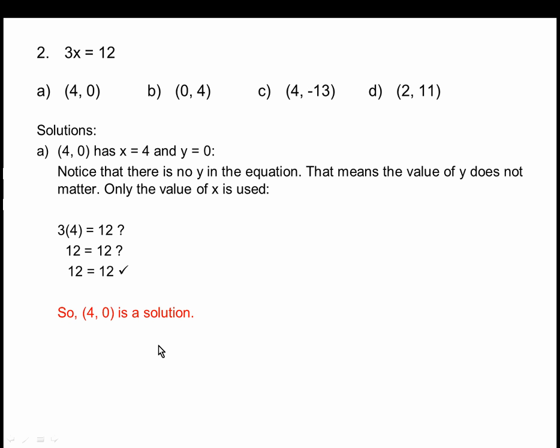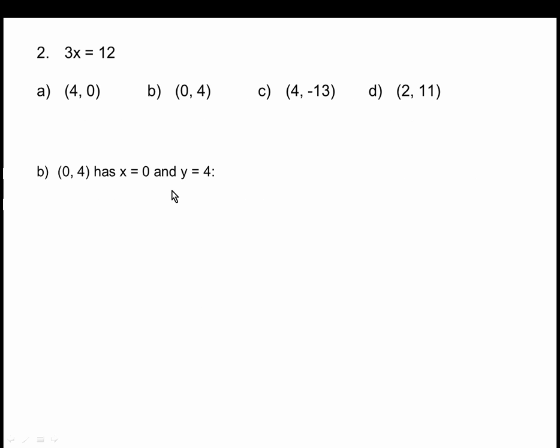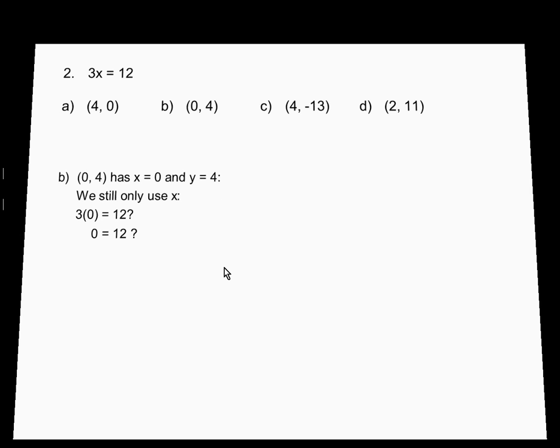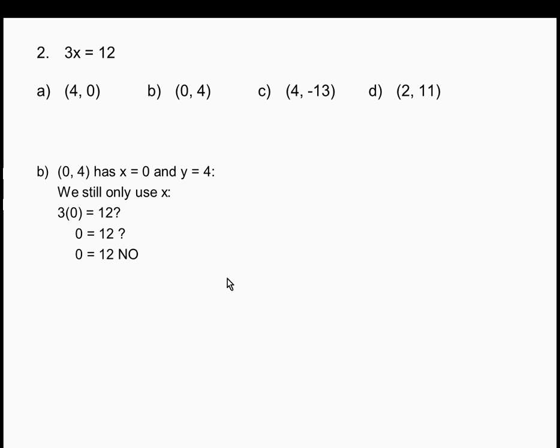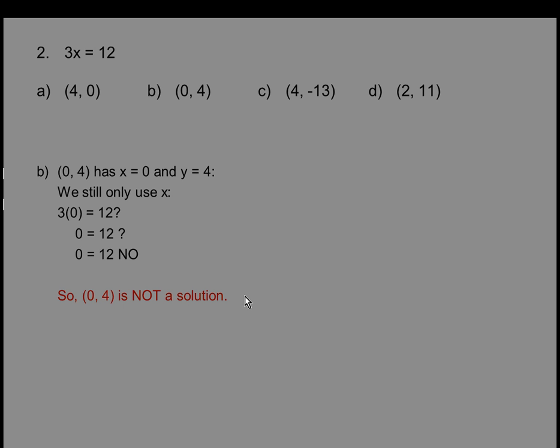For part B, x is 0 and y is 4. So you plug in x is 0 and don't put the 4 anywhere because, again, there is no y in the equation. So 3 times 0 equals 12? I don't think so. So (0, 4) is not going to be a solution.